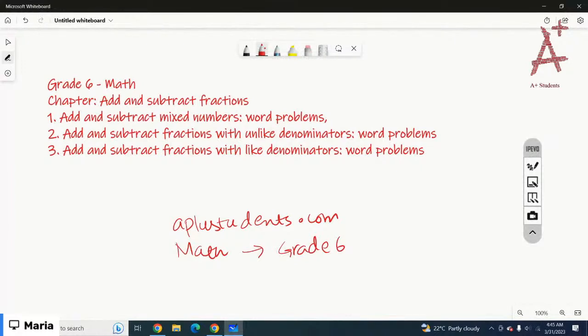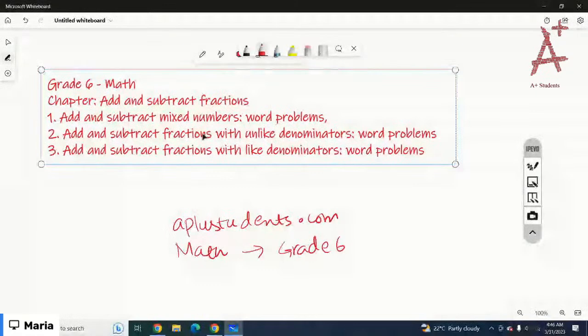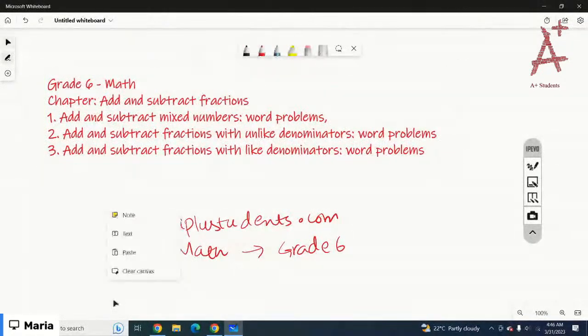There you can find the list of the chapters. We're going to start with the chapter add and subtract fractions. And the lessons we're going to cover today are add and subtract mixed numbers word problems, add and subtract fractions with unlike denominators word problems, add and subtract fractions with like denominator word problems. So let's just start with the first lesson, that is add and subtract mixed numbers word problems.